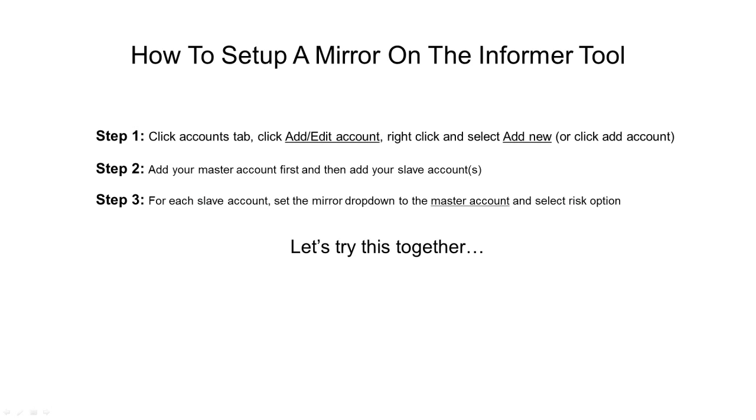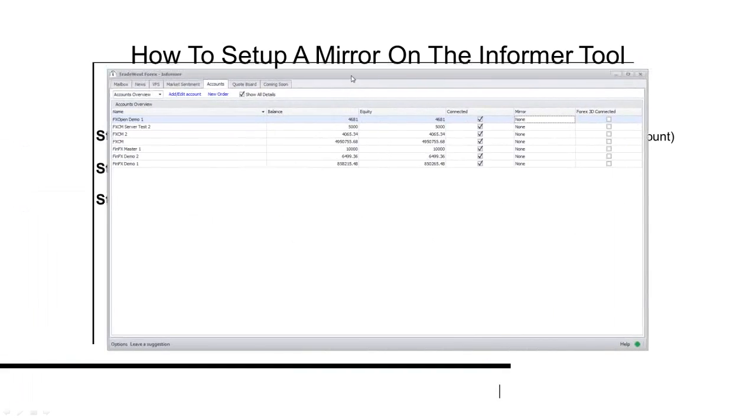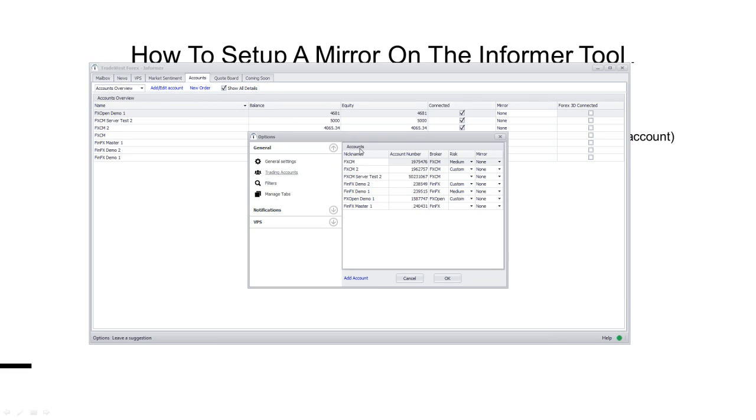Let me bring up the Informer tool. And don't worry if you don't have this tool downloaded yet. If this is new to you, I will give you a link here in just a second. But here's how it works. When you get the tool downloaded, you'll have several tabs along the top. All you got to do is click on the Accounts tab like I've done here. And then there's that Add or Edit Account. And then you can see I've already added several accounts in here, but yours will be blank, so just right-click and click Add New. Or click Add Account down at the bottom.